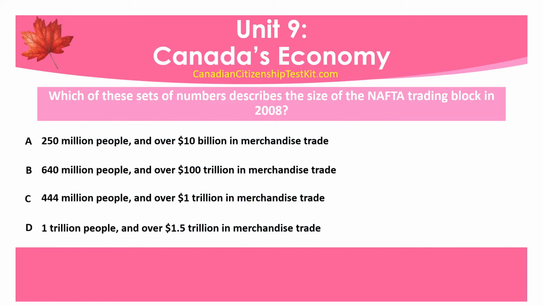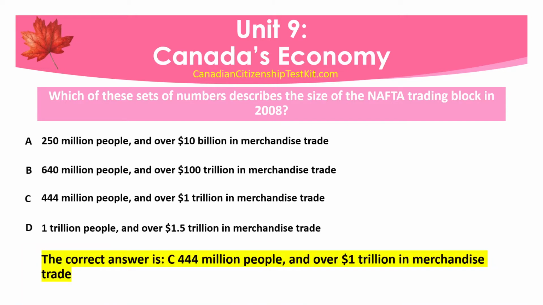Which of these sets of numbers describes the size of the NAFTA trading bloc in 2008? A. 250 million people and over $10 billion in merchandise trade. B. 640 million people and over $100 trillion in merchandise trade. C. 444 million people and over $1 trillion in merchandise trade. D. 1 trillion people and over $1.5 trillion in merchandise trade. The correct answer is C. 444 million people and over $1 trillion in merchandise trade.